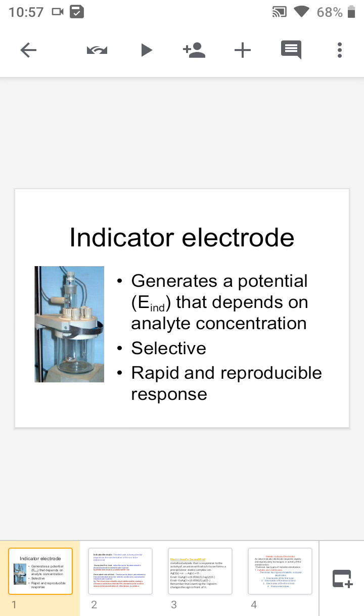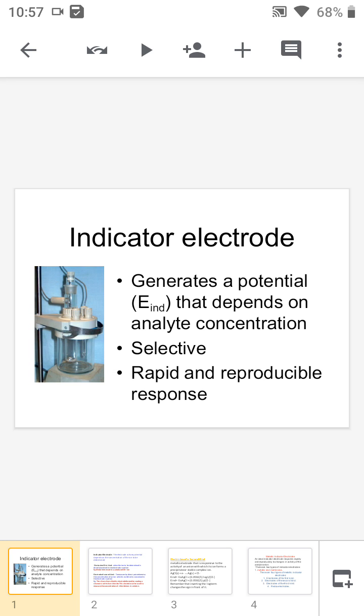So that is what we discussed in the last class, and there are two different types of potentiometry. The first one is direct potentiometry. That means we directly measure the potential of an indicator electrode, which we can convert into the concentration of the analyte ion which is present in the solution.